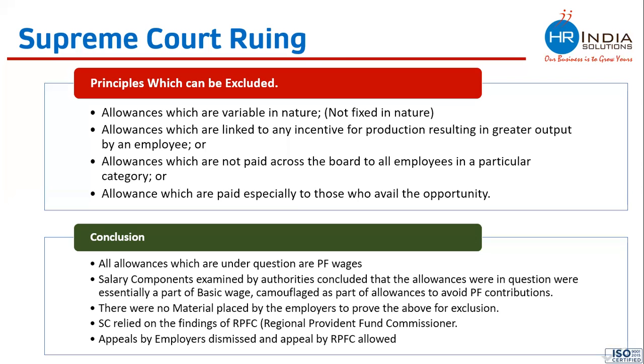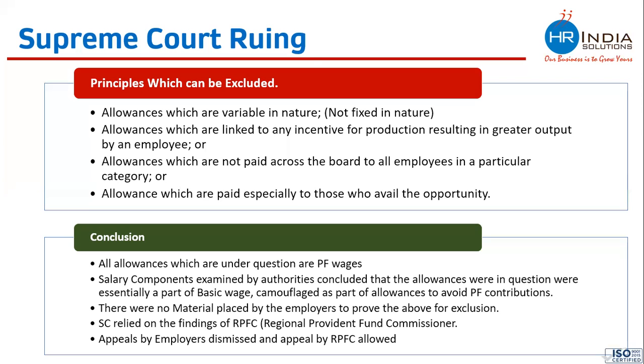The second is salary component examined by authorities concluded the allowances in question were essentially part of basic wages. All the allowances which companies and corporates have started paying in the name of HRA, conveyance, medical, and special, these all are primarily a part of basic wage only, which companies have started showing in breakups, which is wrong. So all these allowances which employees are getting apart from basic salary are a part of basic wages only.